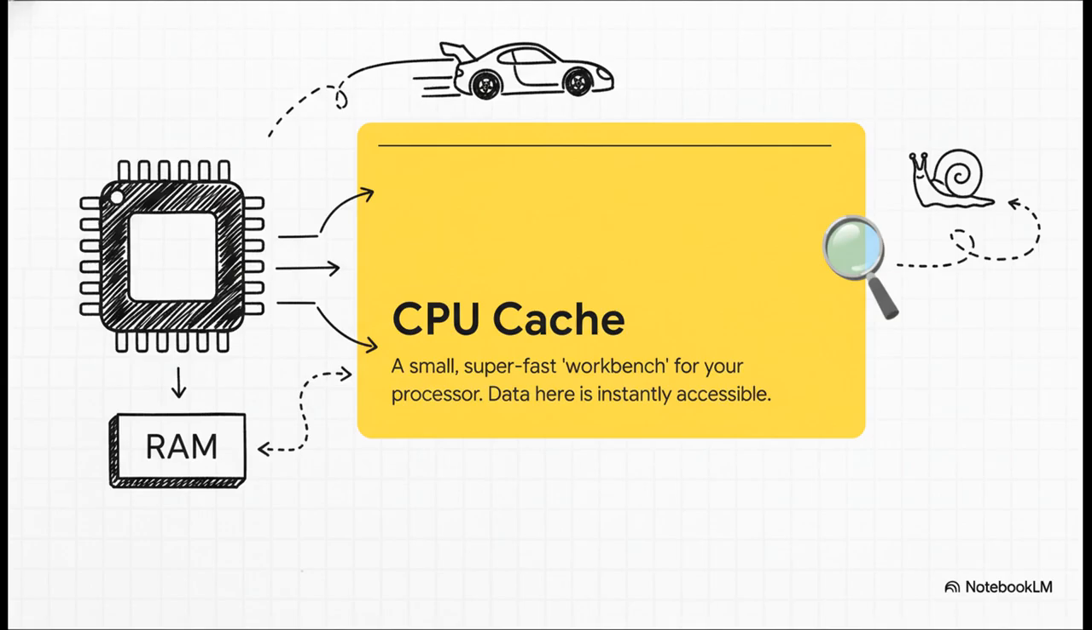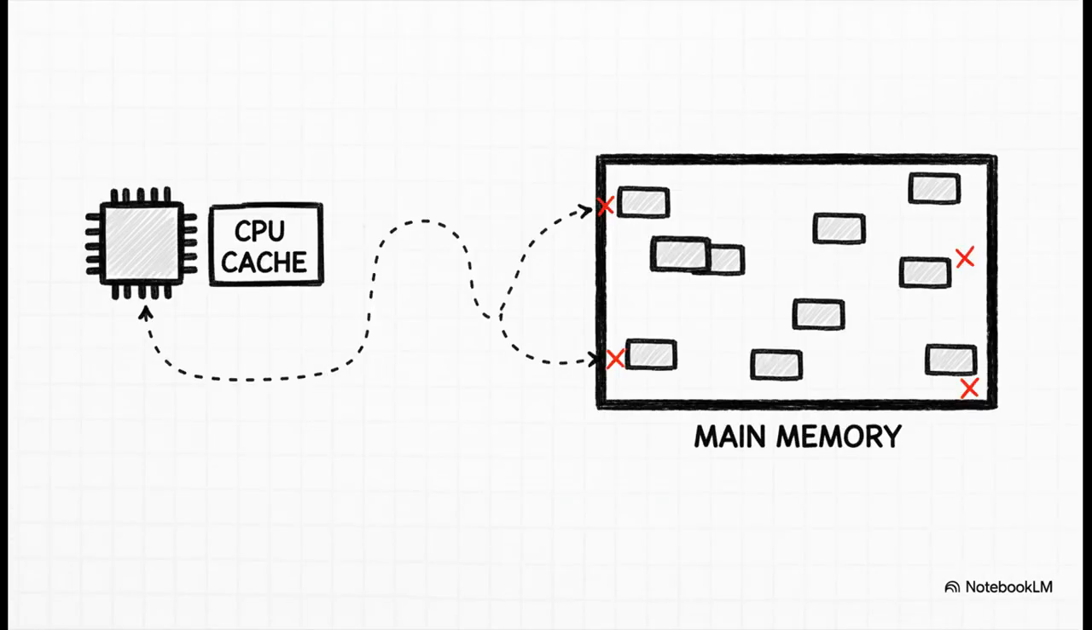The whole project just grinds to a halt. And this is exactly the problem with those linked lists we talked about. They're like that chaotic workshop. They scatter your data all over the place, across that big, slow main memory. So to get anything done, the CPU has to go on this ridiculous scavenger hunt.